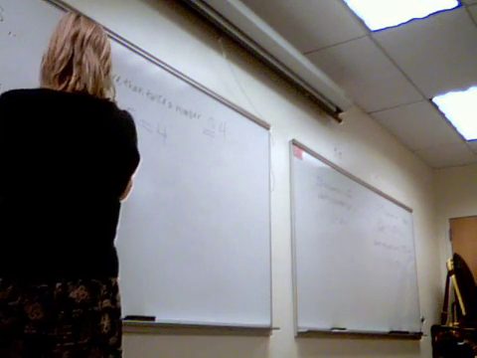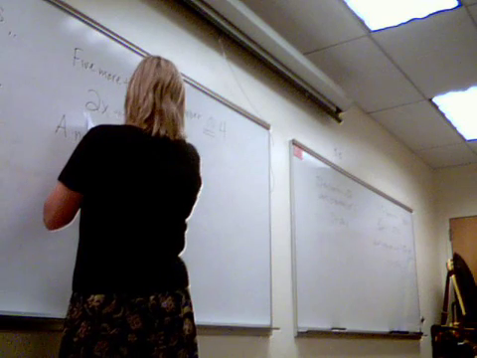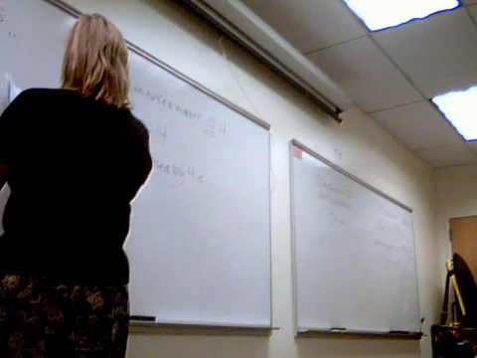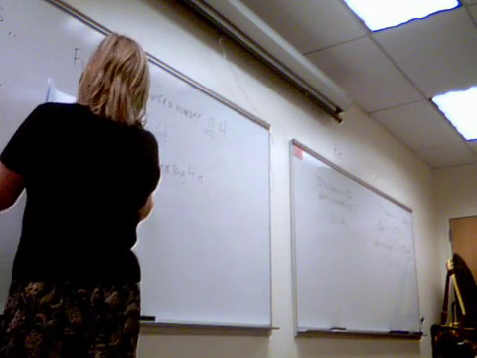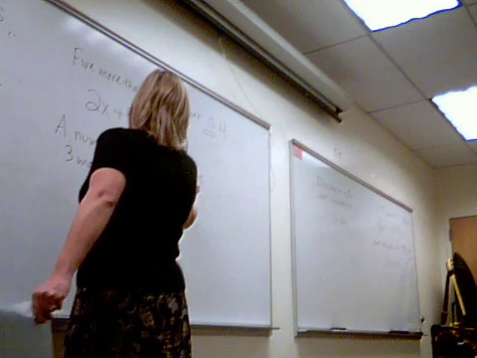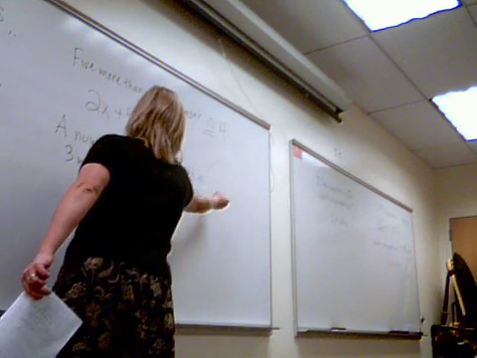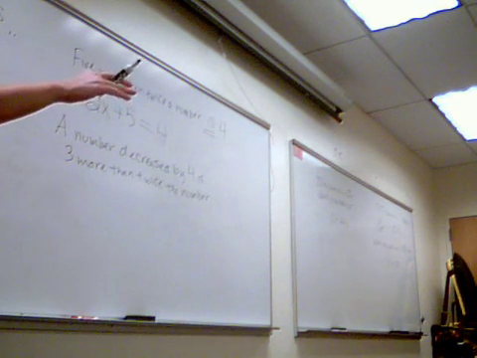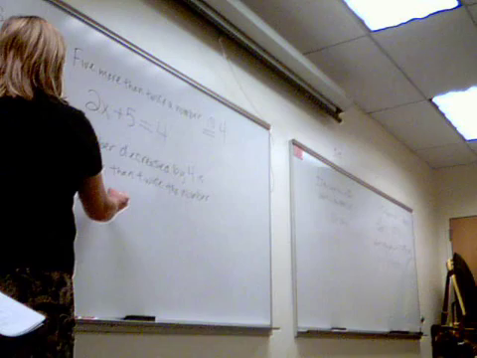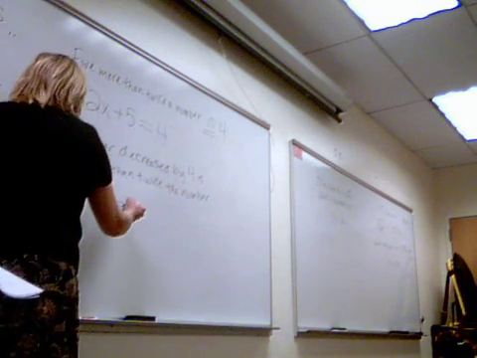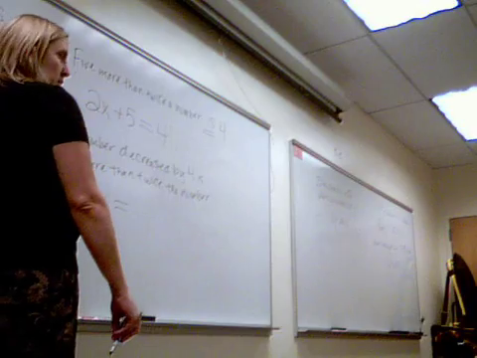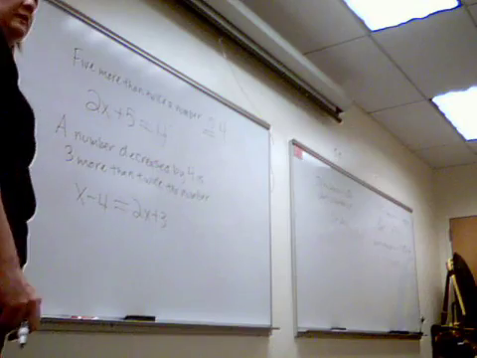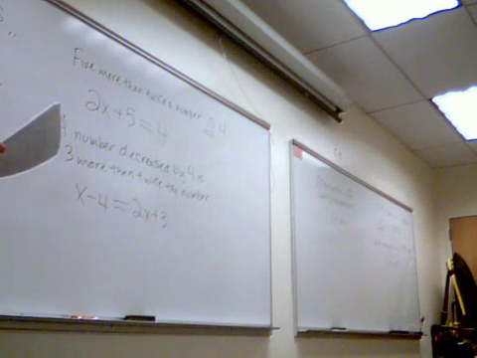How about a number decreased by 4 is 3 more than twice the number. Okay, let's take this one at a time. A number decreased by 4. Let's just take that. How would I write that? Okay, a number decreased by 4 is equal sign, 3 more than twice the number. So now we have two sides. So we have an equation.